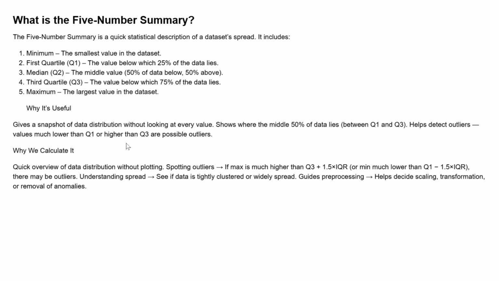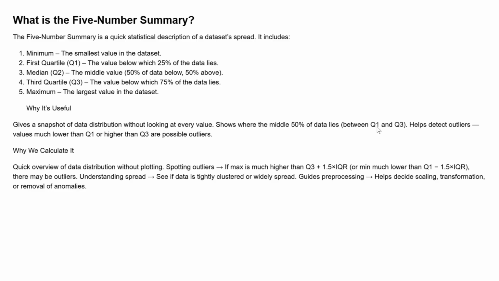This 5-number summary is very important because it gives you a quick snapshot of the data distribution without looking at each and every value. It shows us where the middle 50% of the data is, and where the quartiles are. It will help you to detect the outliers. The values which are much lower than Q1 or much higher than Q3 are the possible outliers. This is a kind of analysis that we can do by looking at the Q1 value and Q3 value.